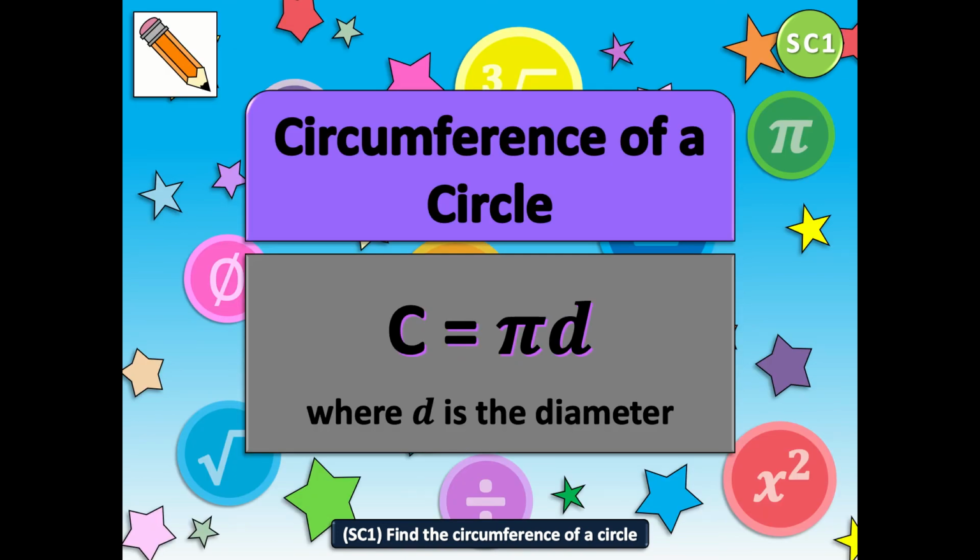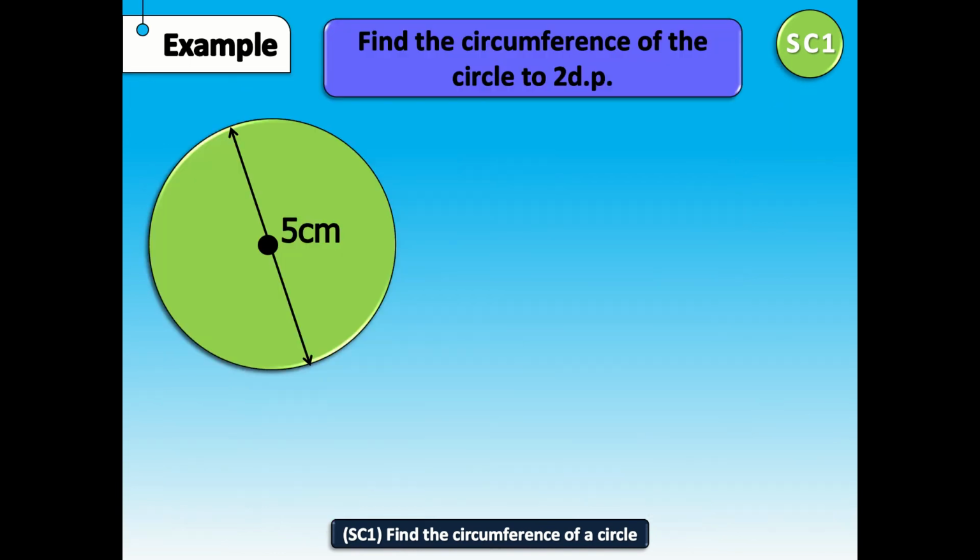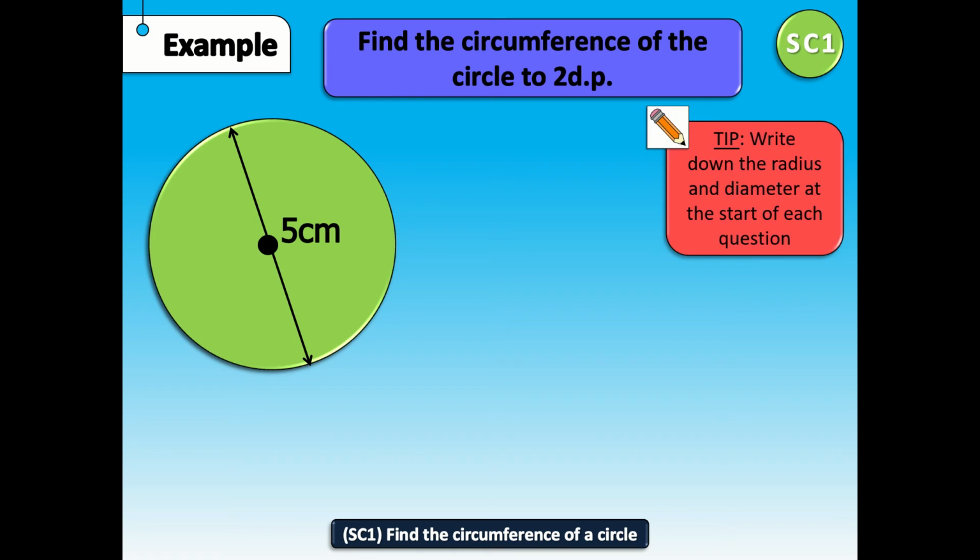To find the circumference of a circle, we multiply pi and the diameter together. So the circumference equals pi times diameter. This is sometimes written as C equals pi d. So to find the circumference of a circle, we need to do pi times the diameter.